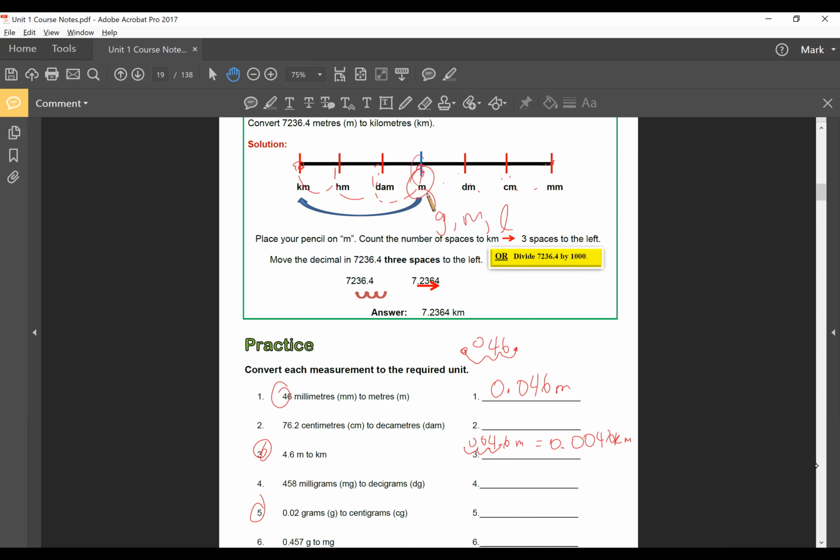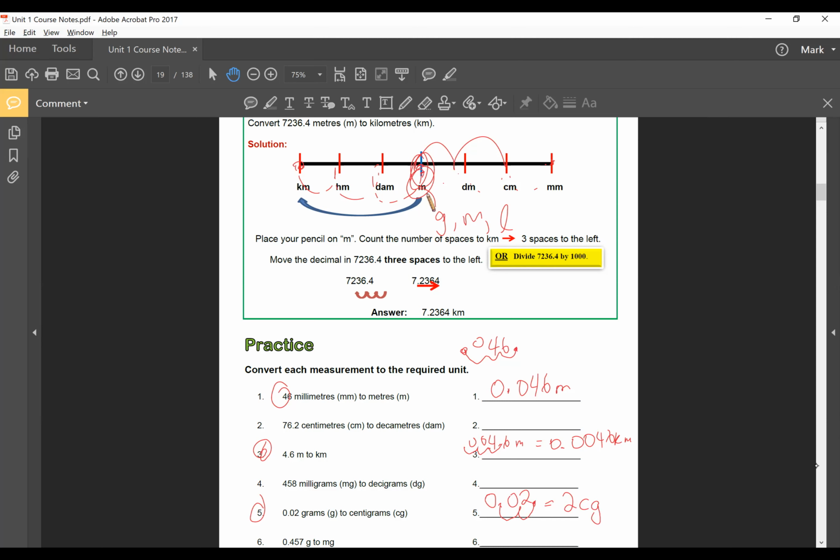So I'm here at the base unit of grams, and I'm going to go 1, 2 to the right to turn it into centigrams. So 0.02 grams, I'm going to go 1, 2. That means it's just 2 centigrams. You could also multiply this by 100. Again, I'm moving 2 to the right, multiply by 100.